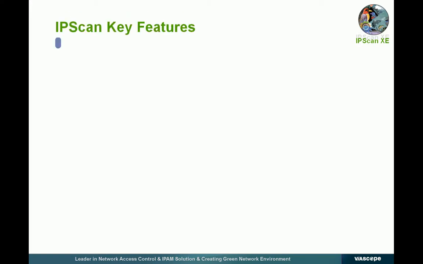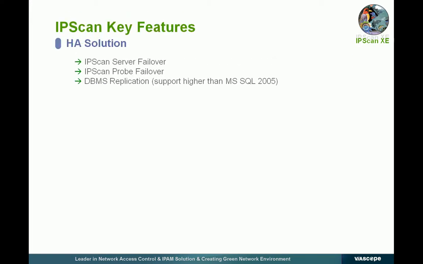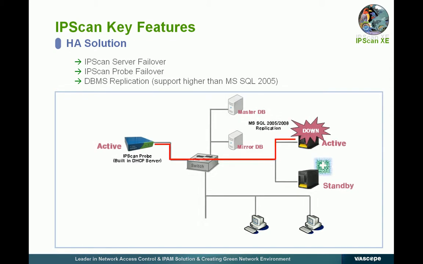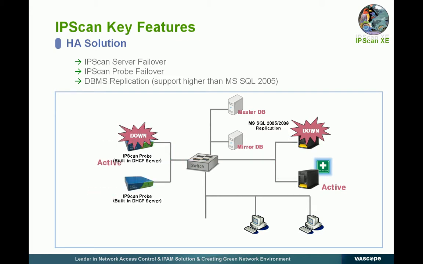The IPscan solution supports a variety of replication methods. The IPscan server supports failover measure, employing active standby model. IPscan probe is designed to perform the service in the DHCP environment without downtime through failover between probes or between probe ports. The DBMS of IPscan is supported in MS SQL 2005 or higher that features DB replication, through which the DBMS can be serviced without downtime in a large network system.